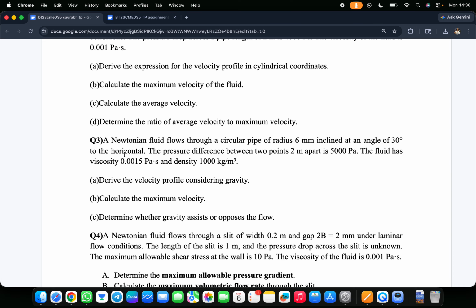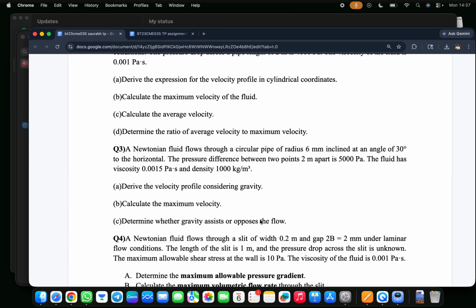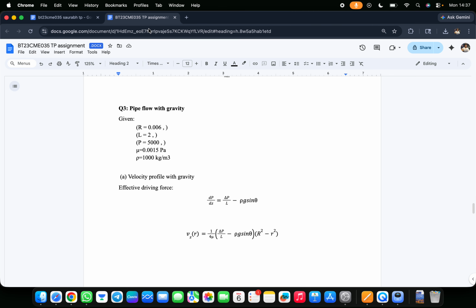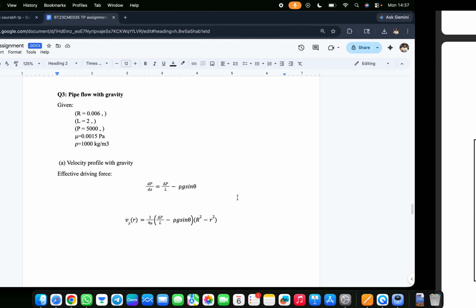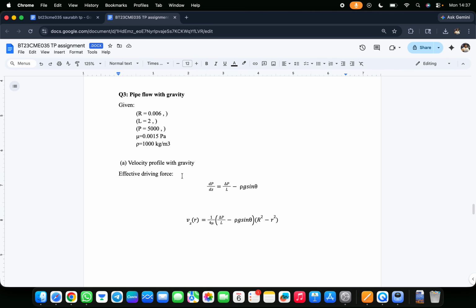The pressure difference between 2 points 2 meters apart is 500 pascal. The fluid has a viscosity of this much and density of this. Derive the velocity profile considering gravity. Calculate the maximum velocity. Determine whether gravity assists or opposes the flow. So the same type of question we will see. Here, pipe flow with gravity, the given data is this much, velocity profile with gravity affecting. This comes from a shell momentum balance.